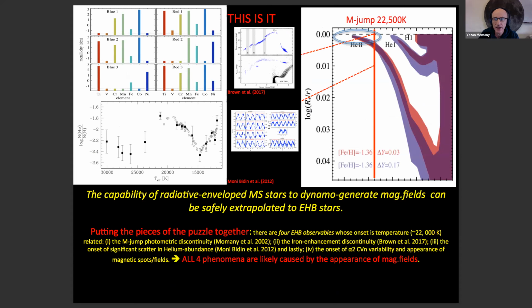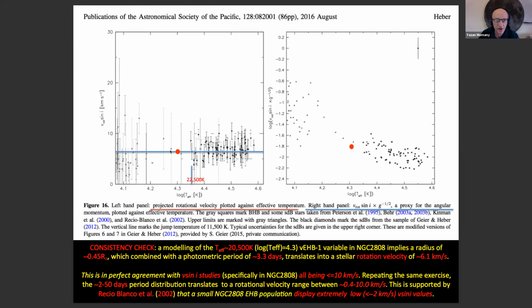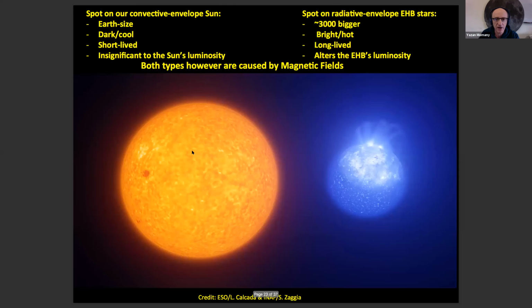And we come to conclude that the capability of radiative envelope main sequence stars to dynamo generate magnetic fields can also be extrapolated to extreme horizontal branch stars of extremely small masses and so on. And then this would trigger photometric and chemical peculiarities in iron and helium, and the photometric variability itself. A consistency check: if we convert the photometric period of our variable star to a v sin i value, it comes perfectly in agreement, around 6 kilometers per second, with whatever is found in the literature. So once again, we have confirmation of this.